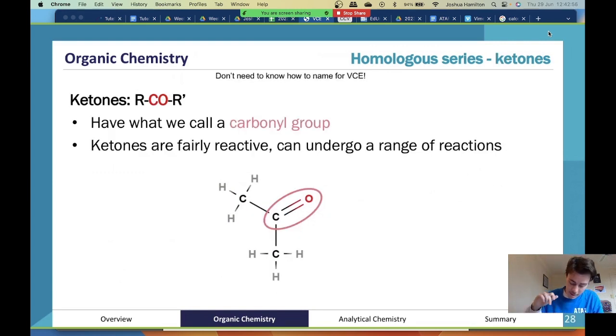So, ketones. These are really important. You don't need to know how to name them for VCE. However, they do end in -one. So they go -one. That's their suffix. They do have a prefix as well, but we don't worry about it because, as I said, you never need to know how to name them, and usually most of the time they're by themselves.